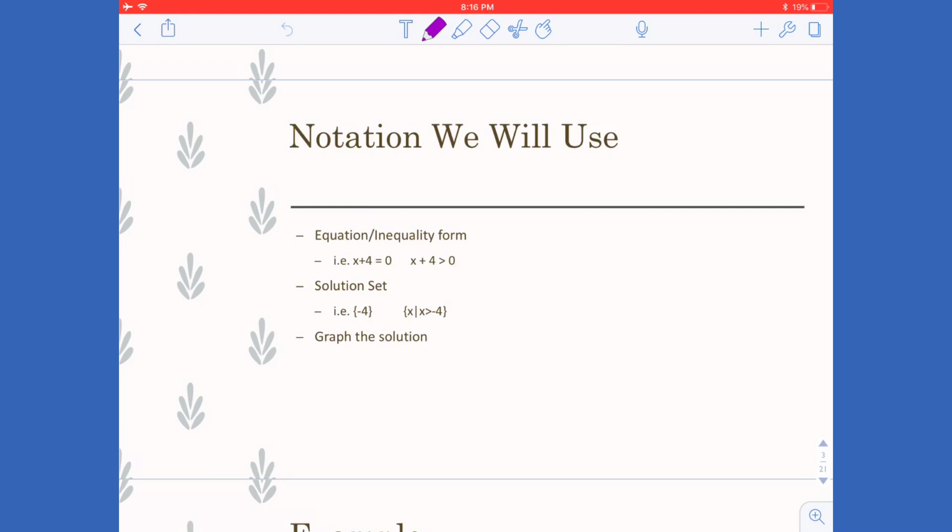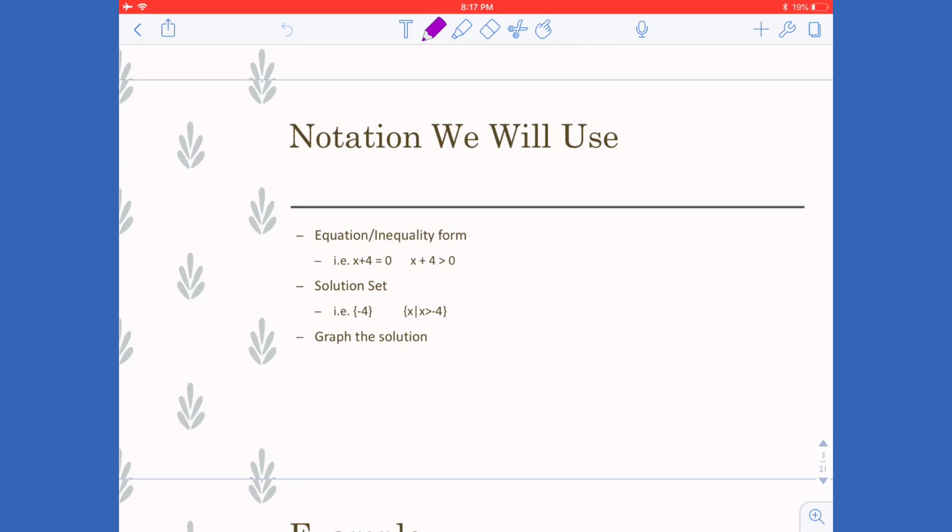There are 3 different notations and ways that will represent the information we're looking at. We'll be looking at equation and inequality form. If it's an equation, it's going to have the equal sign. If it's an inequality, you'll have your inequality symbol. We can represent our solutions in a solution set. You see here I've included a roster method solution. I've also included set builder notation. I also want to note that we can use interval notation when talking about solution sets.